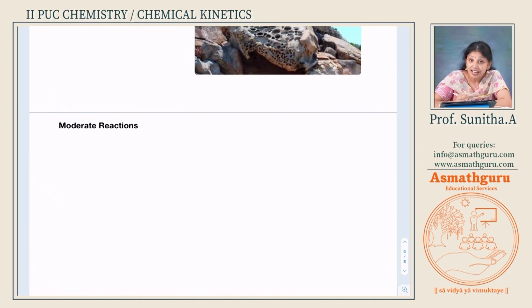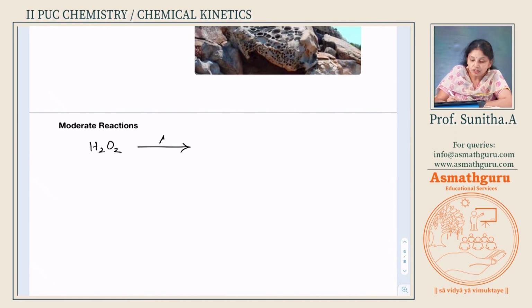We are talking about reactions which are moderate, reactions that finish in 1 hour, 2 hours. This is what is interesting to us. This is what we are going to study throughout the chapter in chemical kinetics. For example, if I am talking about decomposition of hydrogen peroxide, we decompose it. It is carried out in the presence of a catalyst.